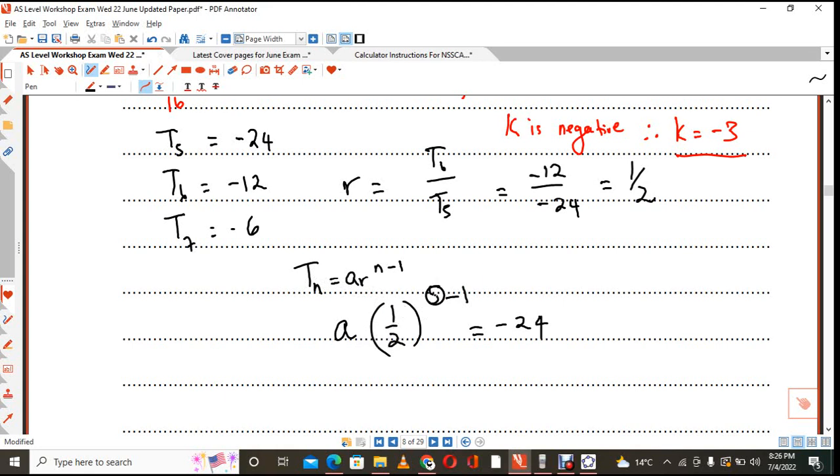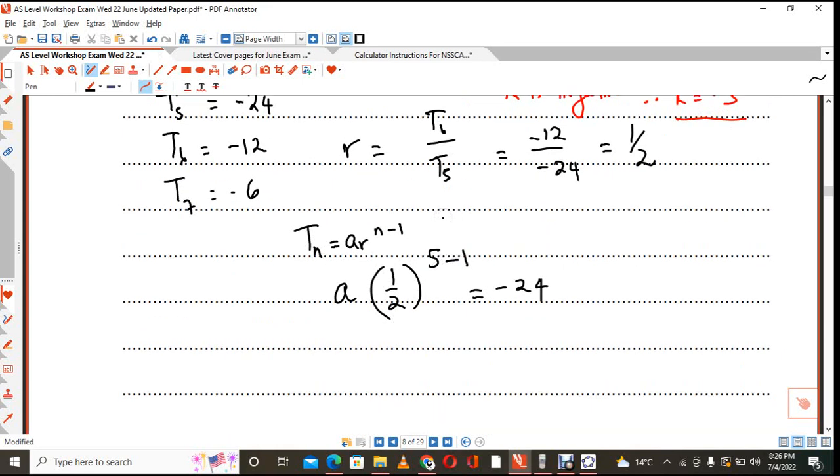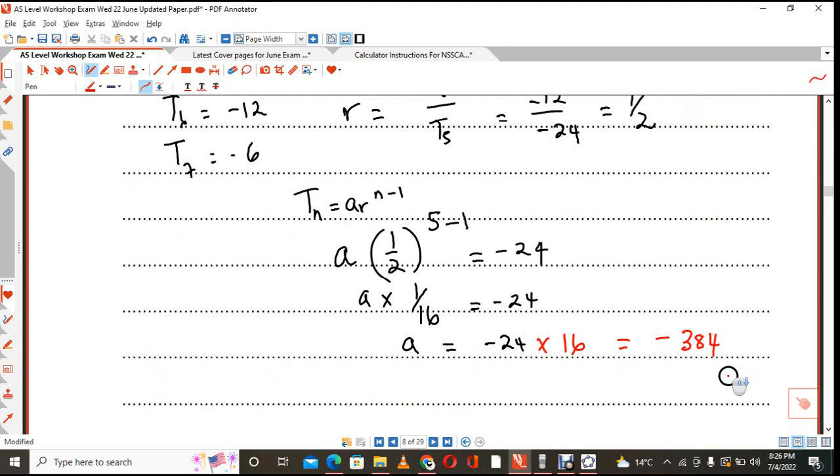So that is going to be 4, and a half raised to the power of 4 is the same as 1 over 16. So this is A times 1 over 16 equals negative 24. And therefore A will be negative 24 multiplied by the inverse. So the value of A is negative 384. Okay, use a calculator. Make sure you get that.